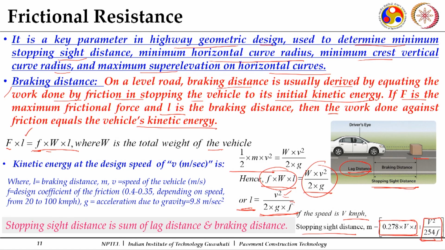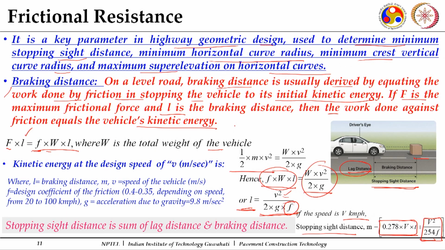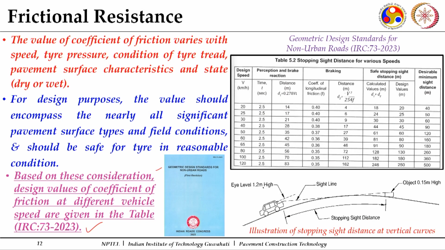Now, this braking distance, as I have seen, is highly dependent upon my coefficient of friction. On the basis of this, I am giving just one example of how friction is involved in geometric design aspects also. We have IRC 73 2023, which is the geometric design standards for non-urban roads, where it says that when one is traveling, this expression, v square upon 2gf, is already there with us. So, it says how much distance is required.